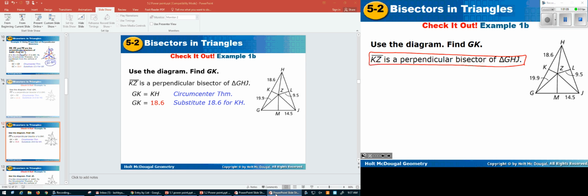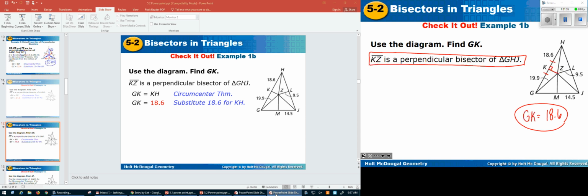Okay, I'm going to go a little quicker this time. So KZ is a perpendicular bisector. So in my picture, that means it should be perpendicular to the side of the triangle, and it should be bisecting the side of the triangle. And what do they ask us to find here? GK. So now to answer this question should be really simple. What is GK going to be the same as? HK, which is 18.6.